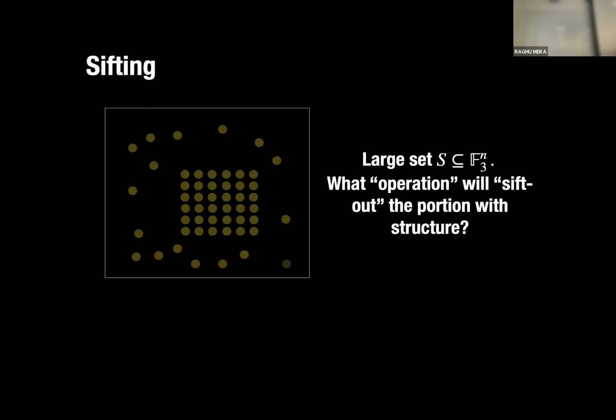And pictorially, in the set S, there is a structured portion, which is the square grid. Think of that as your subspace. That's my caricature of a subspace. It's a very regular portion where if you add it to itself, somehow it doesn't change as much. So that's the intuition. I want some operation on this set S which will zone in on the structured portion, on the subspace portion, rather than the other elements. So I want to sift out the structured portion.